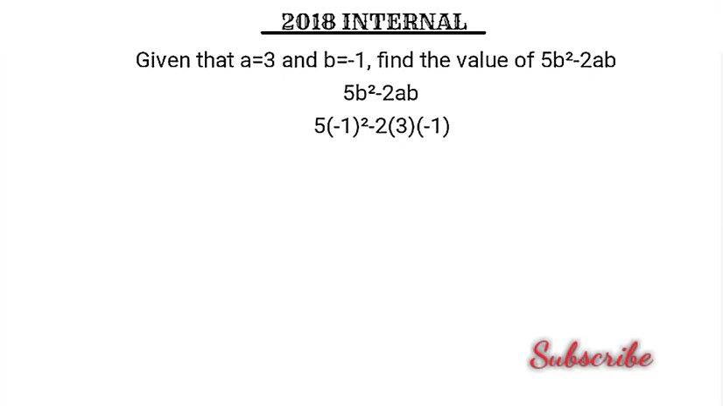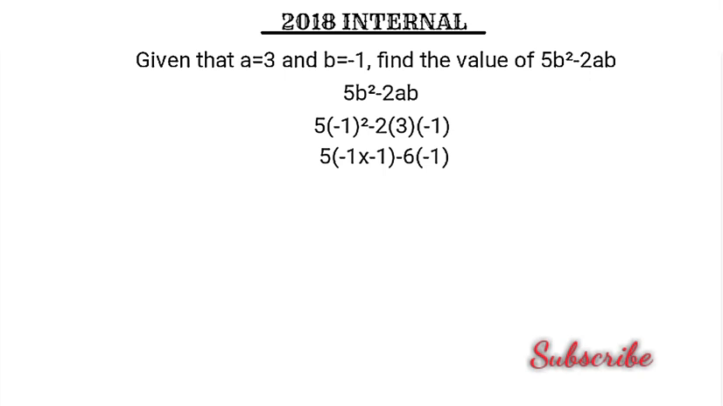So first of all, I'm going to write 5, then expand -1 squared, which is going to be -1 multiplied by -1. Then we're going to subtract -2 multiplied by 3, which will give us -6, then multiplied by -1.